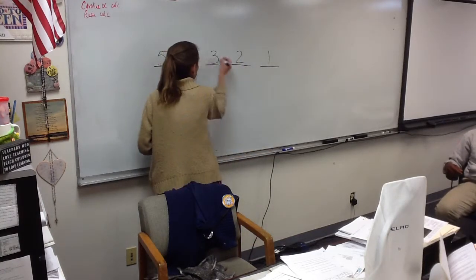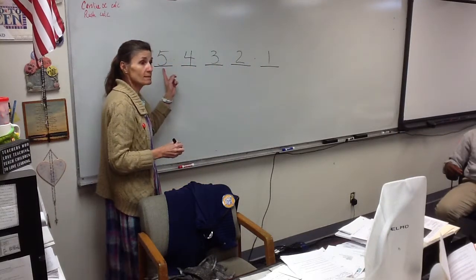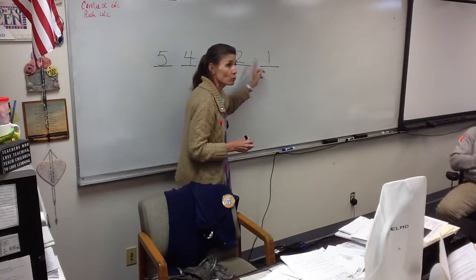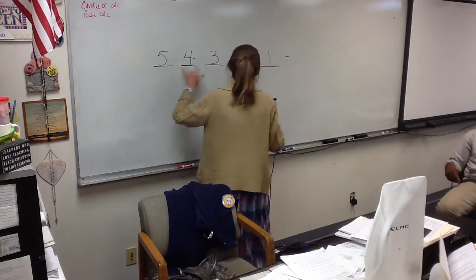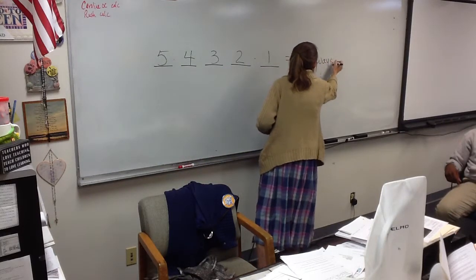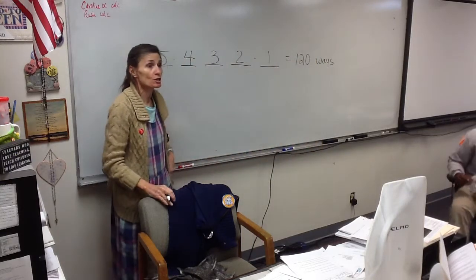These get multiplied together. You have 5 choices, and 4 choices, and 3 choices, and 2 choices, and 1 choice. So there are 120 ways that you could arrange those 5 books on a shelf.